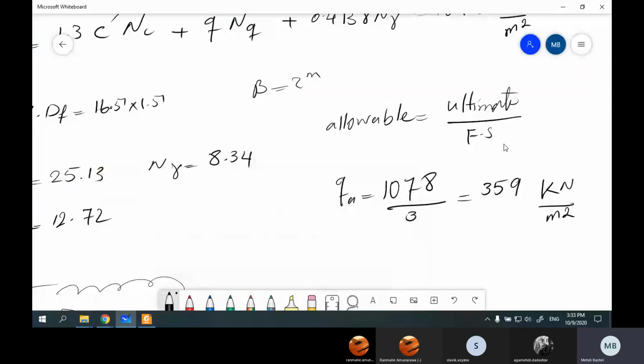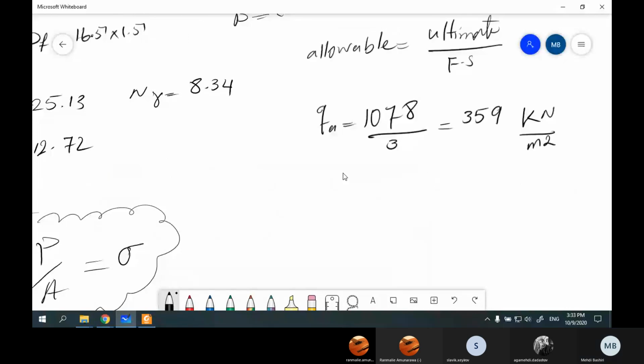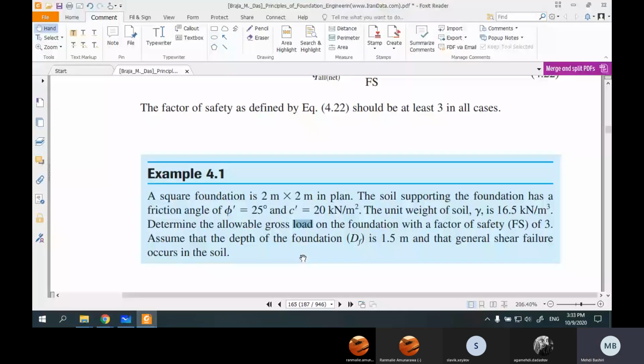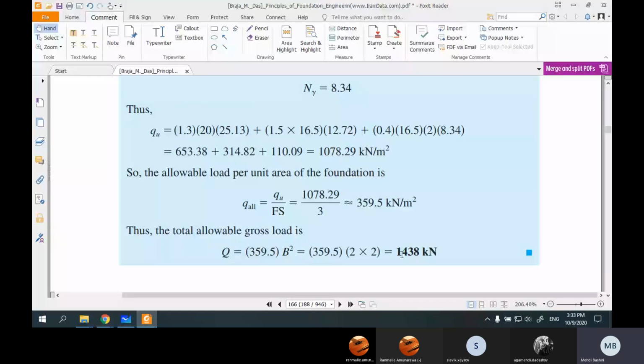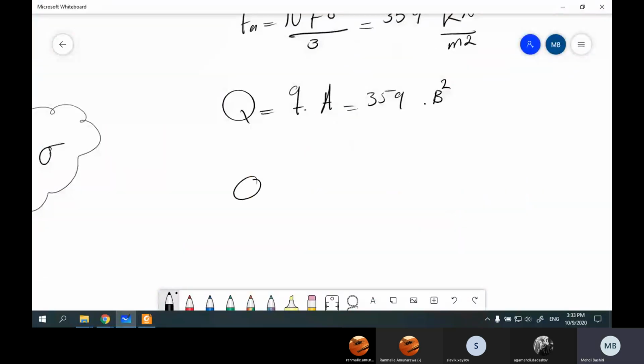So if I want to find load Q, I have to multiply stress by area. So 359 times that area, because it's square, area is B squared. And the final answer is 1438. So the final load is 1438. Look at the unit, kilonewton. This is force or load. What does it mean?